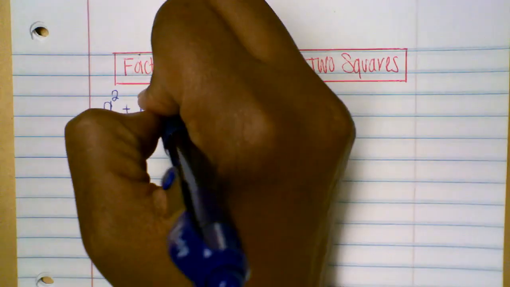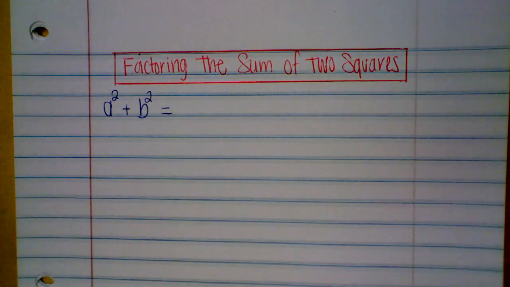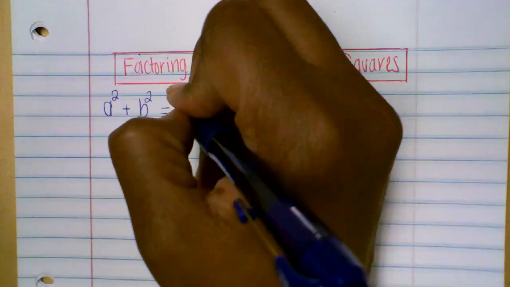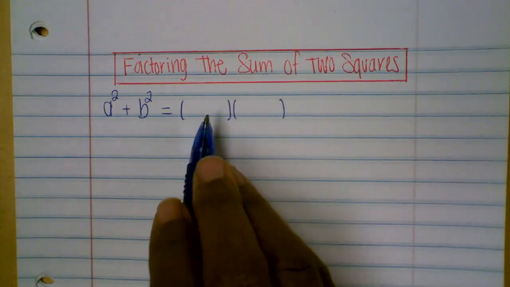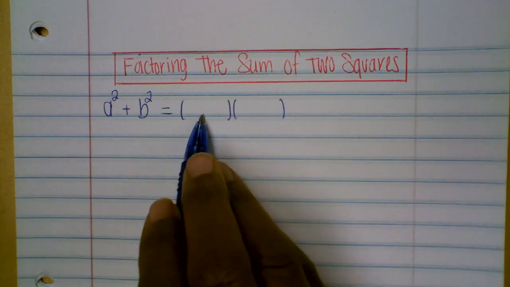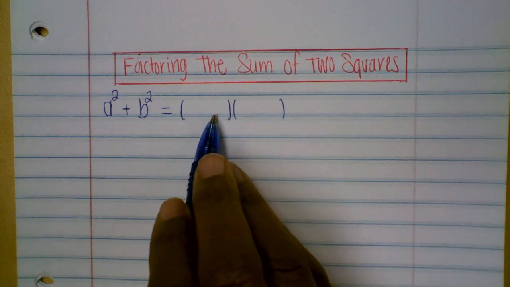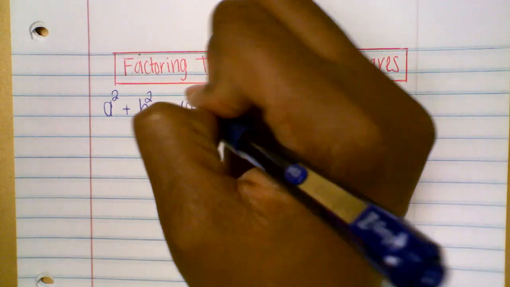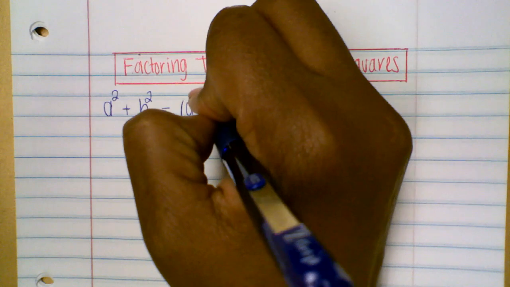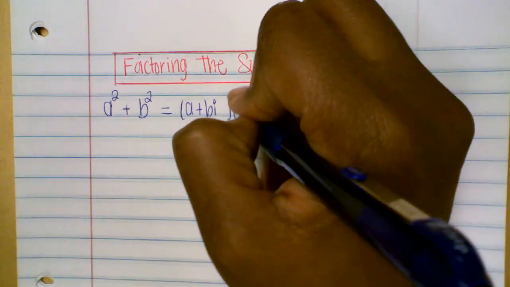So the formula says that the sum of two squares is equal to the product of two complex conjugates. So what is a complex conjugate? Remember, it is a number written in the form a plus bi, where they share the same real part and the opposite imaginary part. So I'm going to write two factors, and inside each I'm going to write complex conjugates: the first factor is a plus bi, and the second factor is a minus bi.